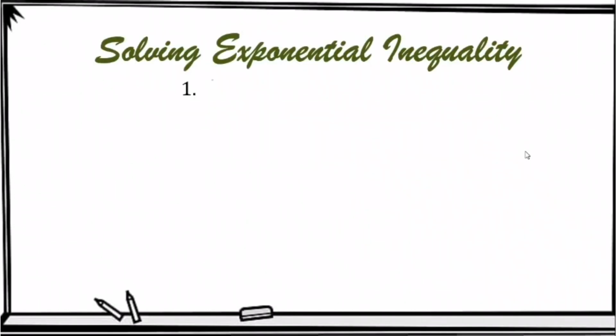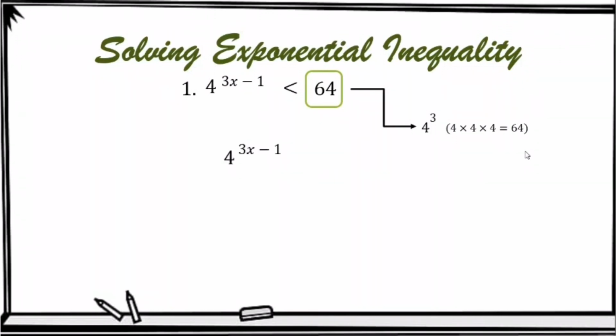We have given 4 raised to 3x minus 1 less than 64. For number 1, our goal here is to have the same base. So, factor 64, that will be 4 raised to 3. Why 4 raised to 3? Because 4 raised to 3 is equal to 64. So, our given now is 4 raised to 3x minus 1 less than 4 raised to 3. Since our given has the same base, focus now on the exponent.